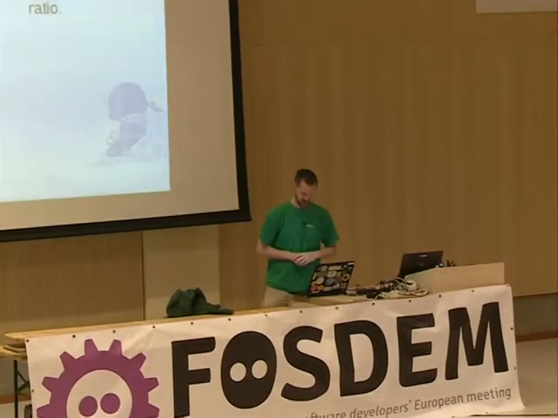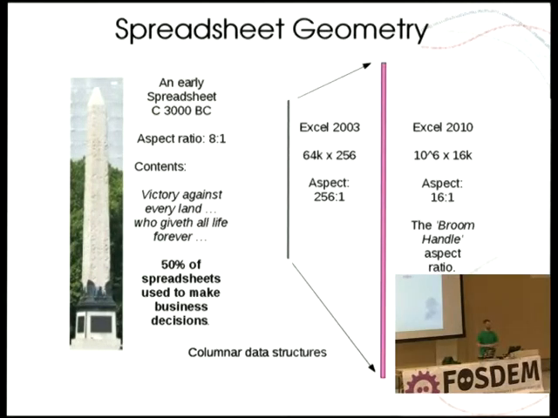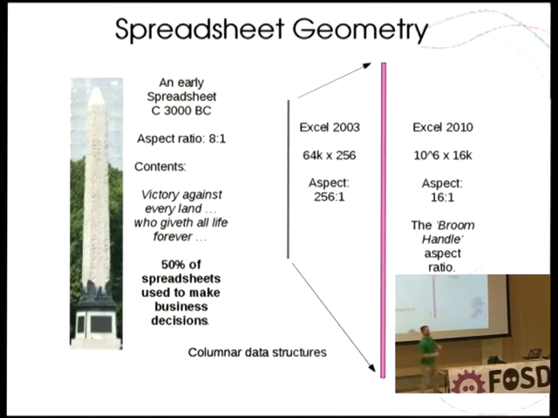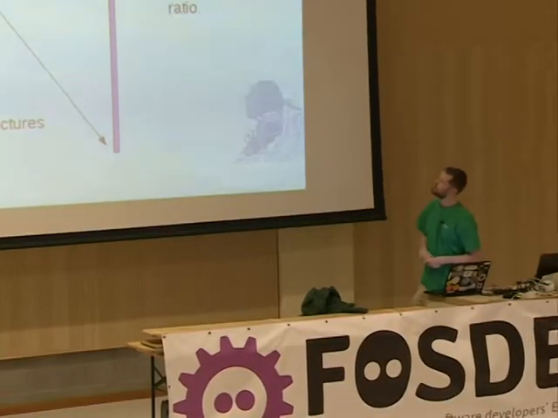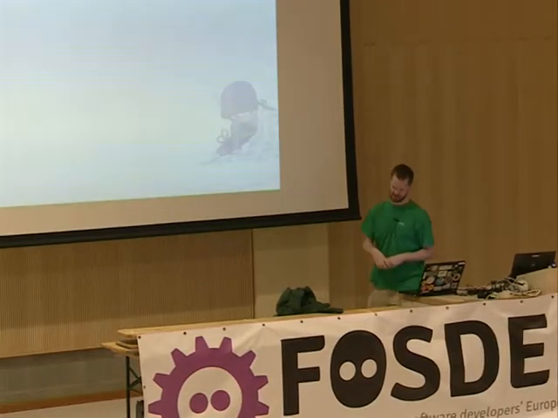I have some pictures of more modern spreadsheets. Excel 2000 and up to 2003 had a 64 by 256K limit, so it's basically this shape. I've tried to get the shapes in proportion. Excel 2010 made it a lot longer, but also slightly wider, so it's really a broom handle aspect ratio. So when we come to data structures, which way do you think it's best to organize your data structure, to be linear in which dimension? Well, we choose columns, because that seems longer. Interestingly, our competition choose rows, so strangely.